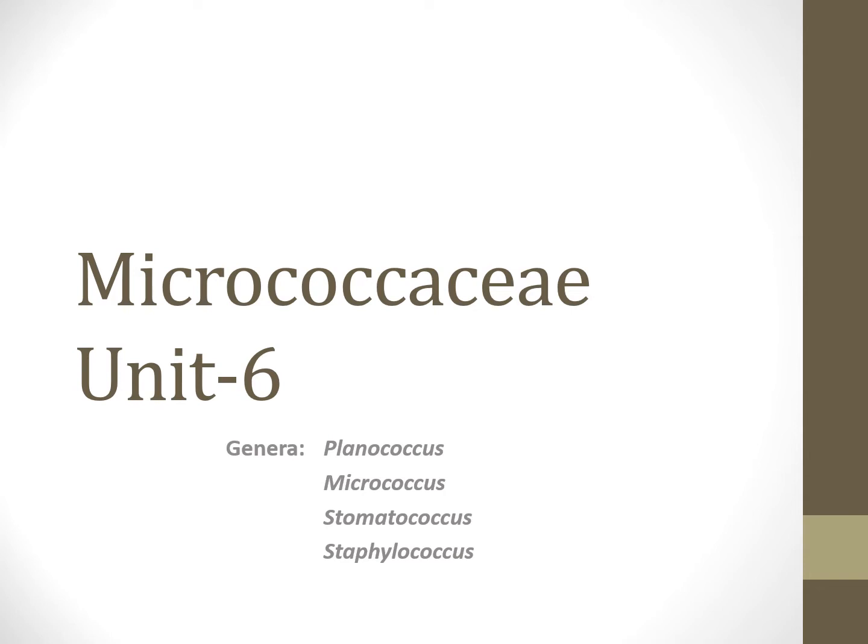Okay, there are about 7,000 known Micrococcus and Staphylococcus species, and there's probably over 100,000 yet to be identified. So let's go ahead and take a look at the Micrococcus and the Staphylococcus.